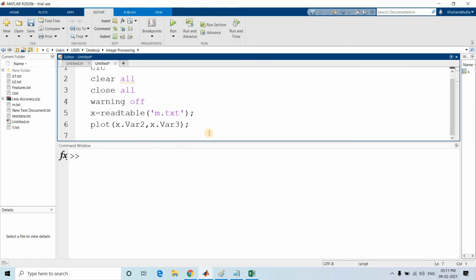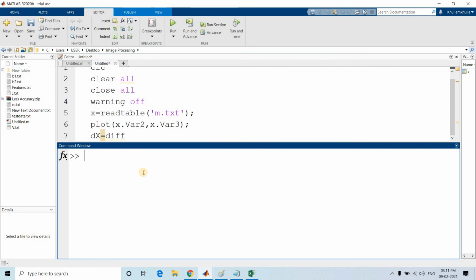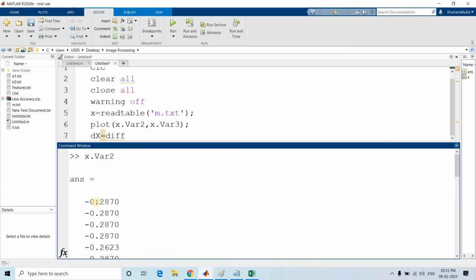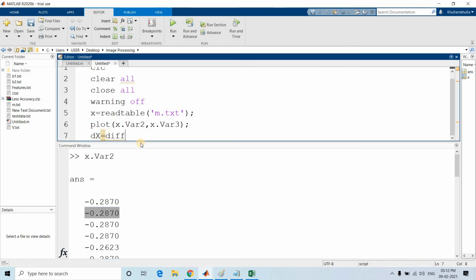Here we can take the differentiation, d of x. Suppose x dot var2 has the x coordinates, these locations. When we compute the formula x2 minus x1 by t2 minus t1, we have to calculate it for all the data points. How can we calculate it? We compute the difference: suppose this is x1 and this is x2, what is x2 minus x1? Then suppose this is x2 and this is x1, what is x2 minus x1? Like that we will calculate using the diff function.